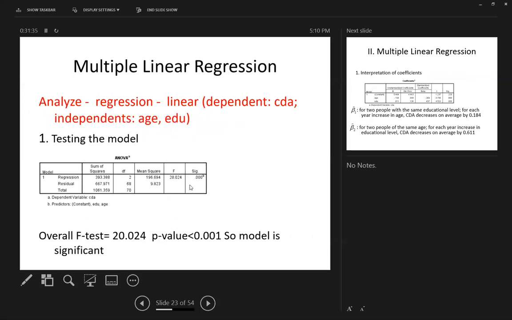So let's take this example. Again, the SPSS command is Analyze, Regression, Linear. You have to specify your dependent, which is your test variable, CDA, and your independents, which are age and education. So we are testing the model, and testing every single variable. Testing overall, is the model statistically significant? That is based on the F-test. The F-test is 20 and the P is 0.00. So overall the model is significant. Adding those two variables together explains Y.